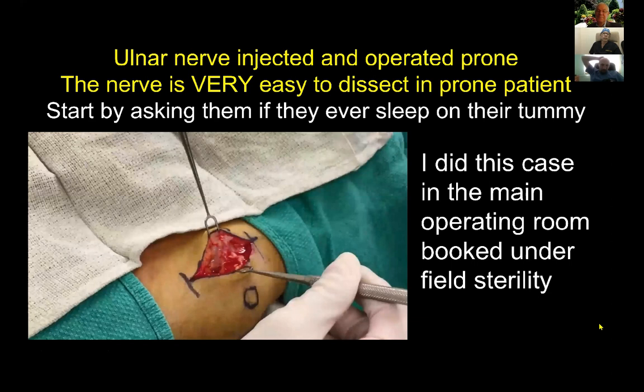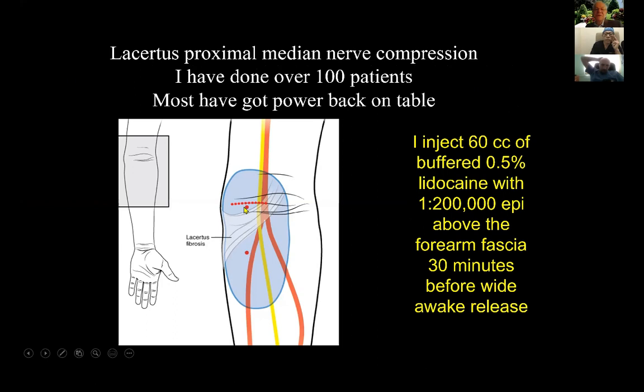For Lacertus release, and for those of you who don't know what that is, that's proximal median nerve compression at the elbow. I've had this operation myself after my carpal tunnel didn't fix my numbness in my hand and it got rid of the rest of the numbness. For those, I inject 60 cc's above the forearm fascia. We don't knock out the median nerve, 30 minutes before wide awake release.